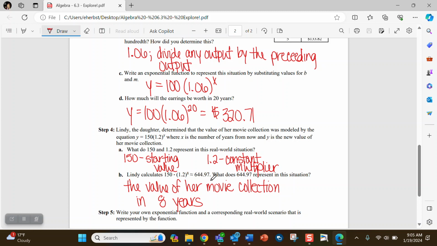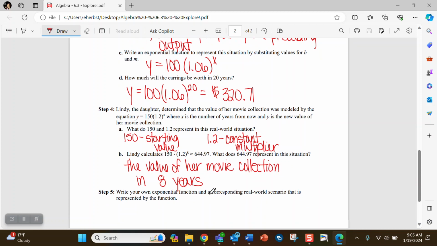In step B, or letter B, you're asked, what does 644.97 represent in this situation? And that is the value of her movie collection in 8 years. You can see that 8 was substituted in for x.